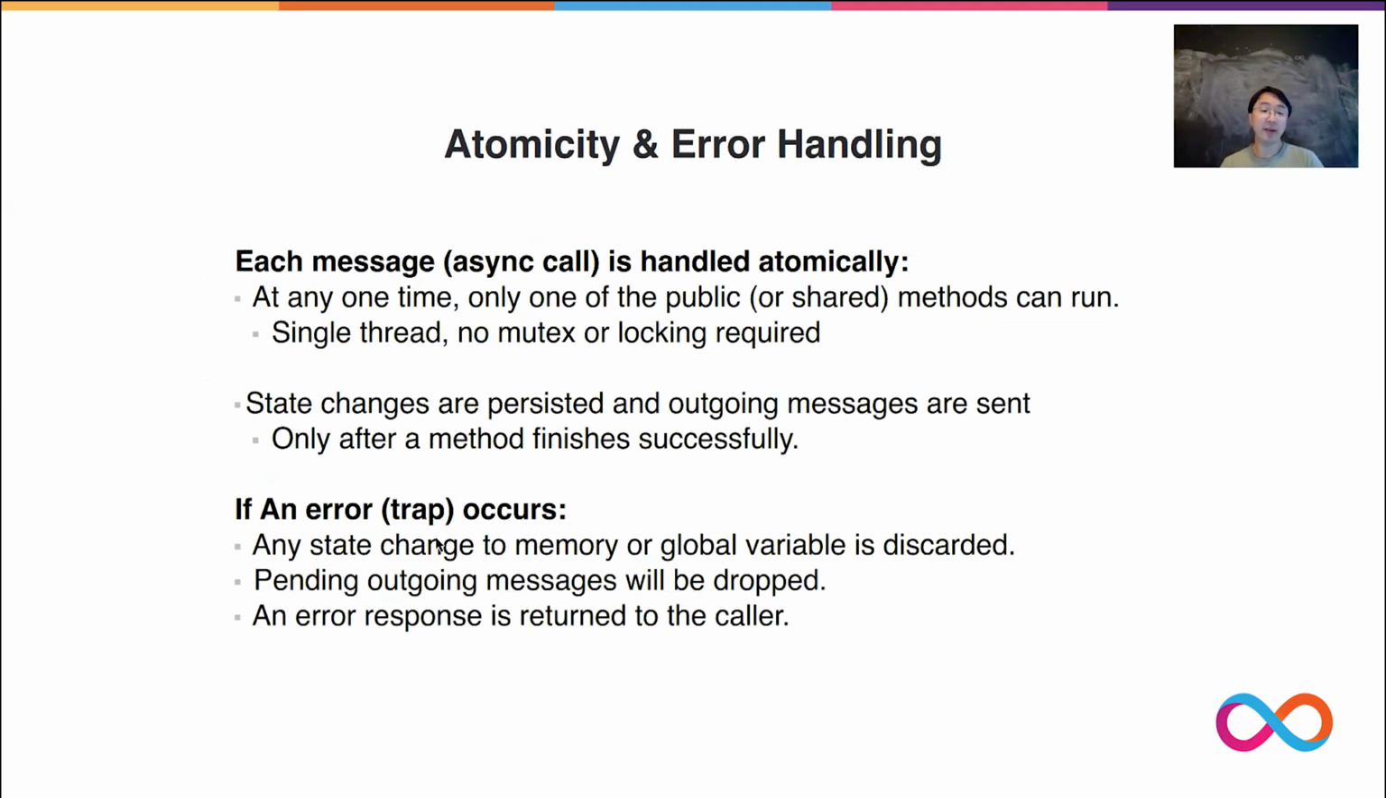When an error happens in WebAssembly, we call this a trap. So when your WebAssembly code traps, it basically means there's an irrecoverable error. All the state changes to memory or global variables will be discarded. Nothing will be persisted. It's as if this call has never happened. The pending outgoing messages will just be dropped. An error response is returned to the caller. So yes, something did happen: there will be an error response returned to the caller, and whatever cycles your method has used will also be accounted for. So that's when you have an error in your execution.